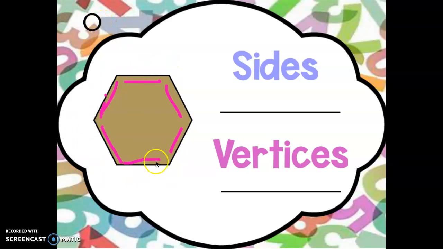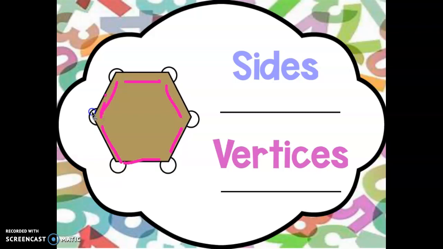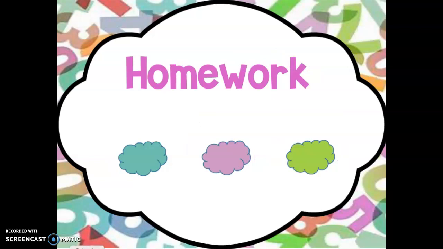Let's find out how many vertices are in this hexagon. Remember, vertices are the little corners or where the 2 straight lines meet. Here's 1, here's 2, here's 3, here's 4, here's 5, and 6. Wow, our hexagon has 6 sides and 6 vertices. Very good. Okay, boys and girls, now let's get to our homework.